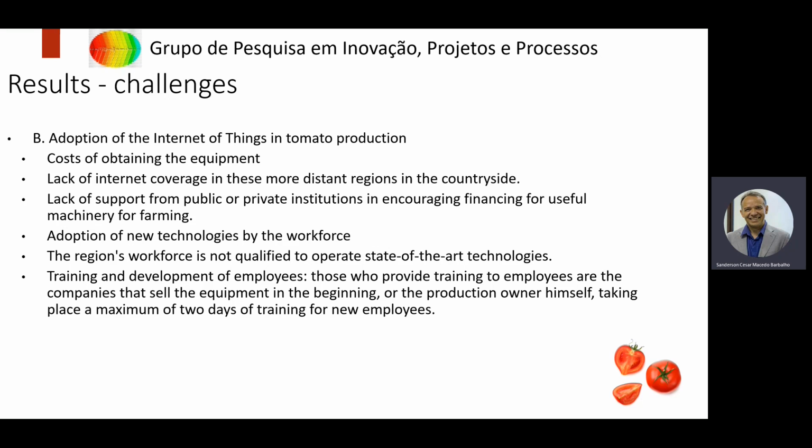The workforce has a lot of problems with this kind of new technology. It's so difficult to train the workers in this kind of utilization. The region's workforce is not qualified to operate state-of-the-art technologies. Training and development of employees are not so well understood by producers. They think that technology is available and people will learn about it, and that training is not necessary. But we know that they do need some kind of training. Mainly the training was provided by the manufacturers, but not to the producers and the farming workers.